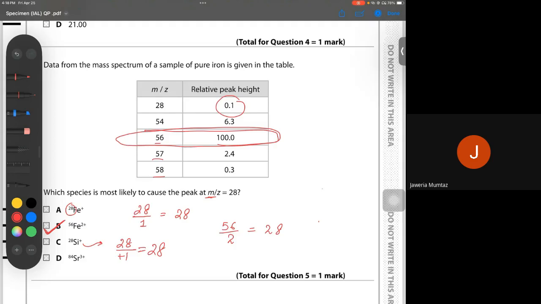So, whenever you see this type of question, you are supposed to check the relative peak height. If the relative peak height is maximum, you can say this is the most likely, this would be the correct option. Yes, you are asking something.